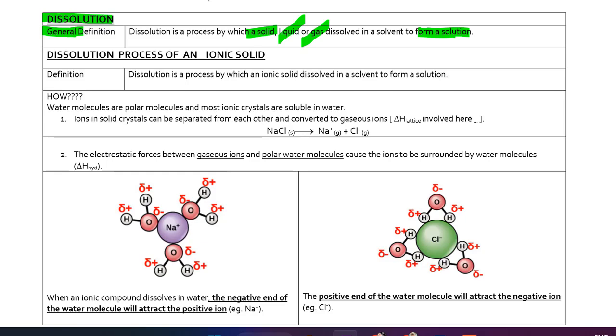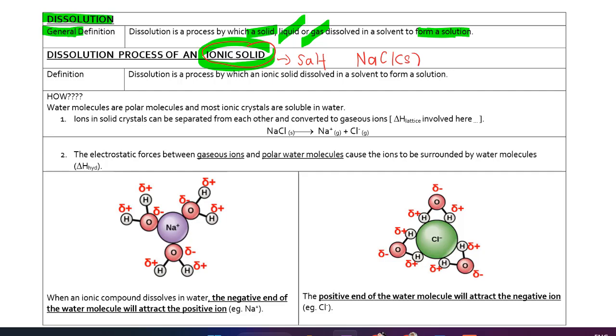But here we want to talk about the dissolution process of ionic solid. So ionic solid is actually referring to salt. For example, you have sodium chloride salt. Between sodium and chloride, you will have an ionic bond. So you have Na plus and Cl minus. So that's why we call it an ionic solid.